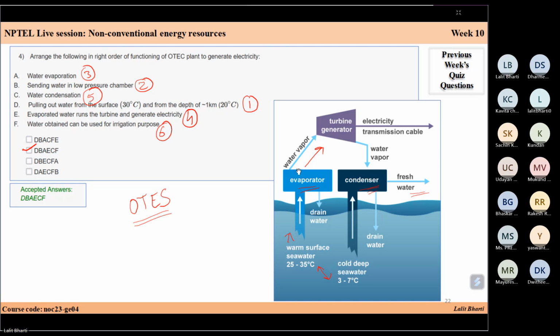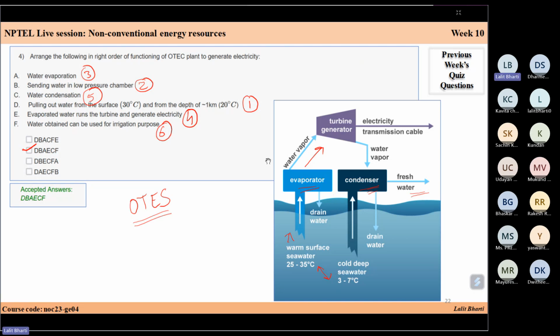Then we use a turbine to generate electricity, and some water will be used as fresh water as well as for air conditioning. So what is the first step? Among all this, the first step is using this temperature difference. So pulling out water from the surface at 30 degrees and from, let's say, 1 kilometer depth at 20 degrees Celsius. This is your first step. So you will have a temperature difference.